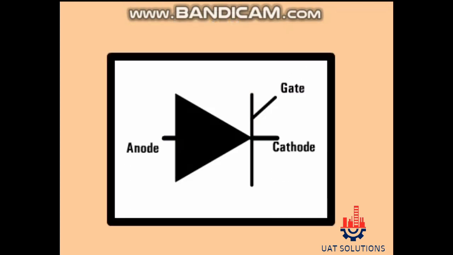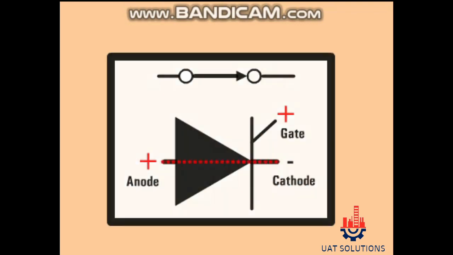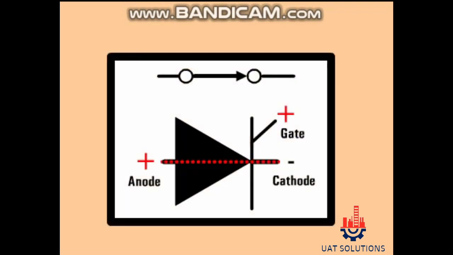When a positive voltage is applied to the anode, a negative voltage applied to the cathode, and a positive voltage is applied to the gate, the SCR conducts and current flows through the SCR. To stop the current flow through the SCR, a negative voltage must be applied to the anode, a positive voltage applied to the cathode, and a negative voltage applied to the gate.